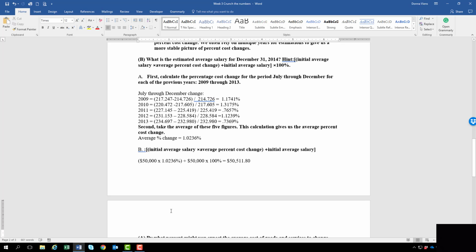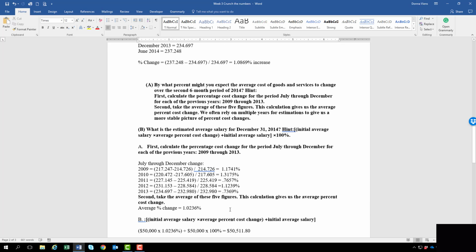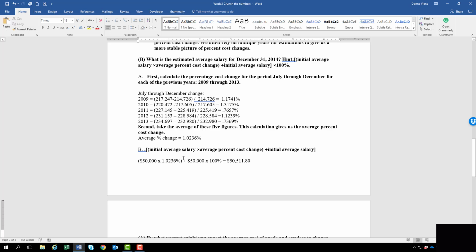Now, the step that we're trying to get to here is we're trying to see what's going to happen with the percentage increase that we came up with, that 1.0236%, and we say, okay, their initial average salary is $50,000, multiply it by that, add back the $50,000, or multiply it by 100 as the book has you do, and you come up with $50,511.80, and so that's going to be the new amount.